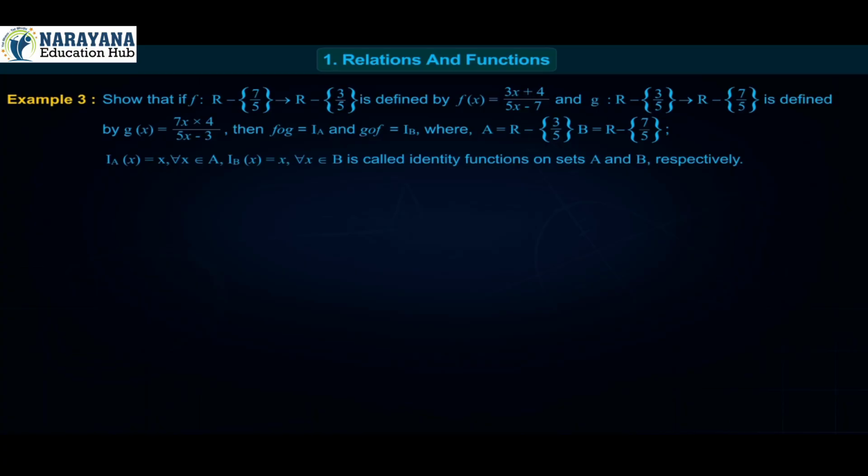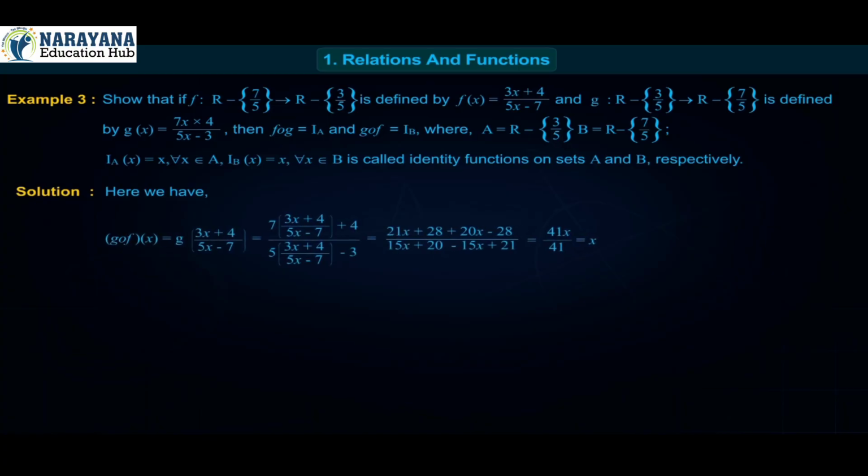Then FOG is equal to IA and GOF is equal to IB, where A is equal to R minus 3 upon 5, B is equal to R minus 7 upon 5. IA of x is equal to x for all x belongs to A, IB of x is equal to x for all x belongs to B, is called identity functions on sets A and B respectively.